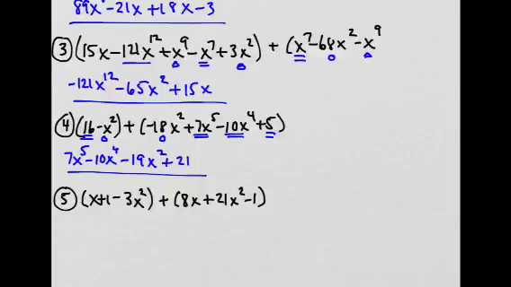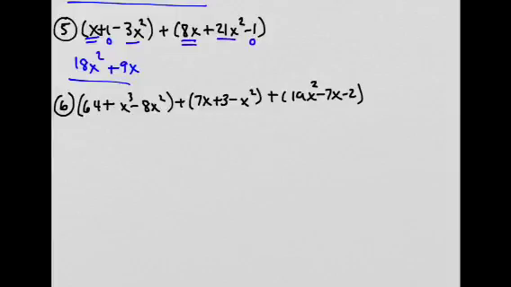Okay, for number 5, the highest degree is 2. So I've got this one and this one, so that's 21 minus 3, so that's 18x squared. There are two x's, this one and this one, so you've got 9x. And then the constants 1 minus 1 cancel out. So there's your answer right here.